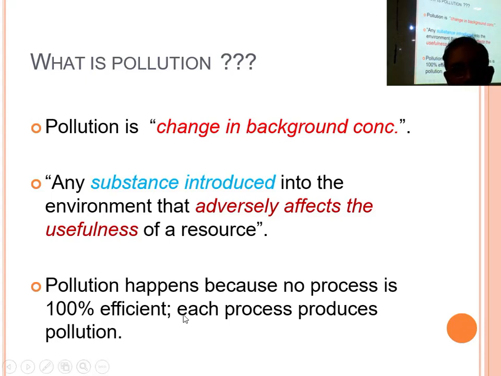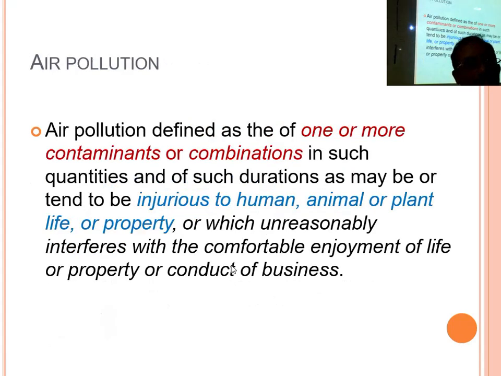Pollution happens because no process is 100% efficient. Each process produces pollution. Anything in industry, whatever best way you perform, some pollution is inevitable. Whatever you produce, some pollution must be there. You cannot avoid it, 100% pollution free is not possible, but you can minimize it. That is possible, and that should be our target. Try to minimize the pollution level.